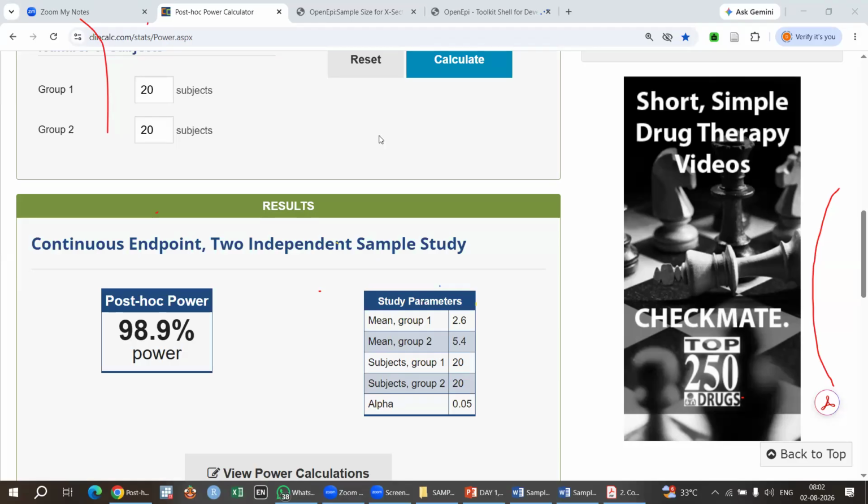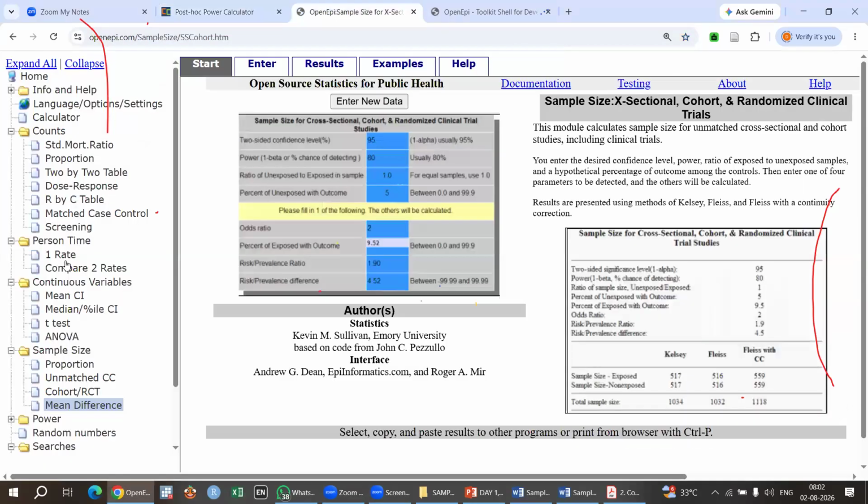Unable to get two group in app. Two group for mean. Open API, how to get two group in Open API? Okay, there is Open API. Please see this, no issue. Here, this is Open API. Here, on the left side, there is a sample size. Click this sample size here. You may get this. Okay, click this sample size, then click this mean difference here. When you click this mean difference, please see.